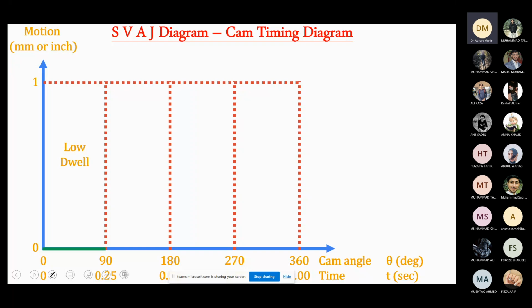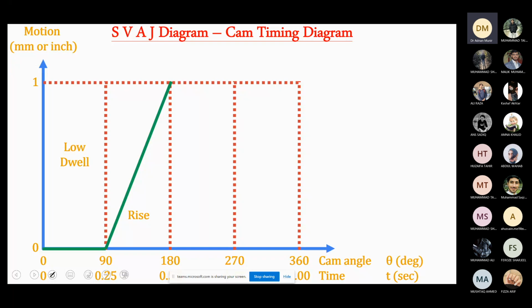Then this is followed by a rise from 90 to 180 degrees. Now if you look at this rise, what type of function do we have for this rise? Anyone? This is a linear function, right? So now we have displacement on our y-axis and cam angle on our x-axis.